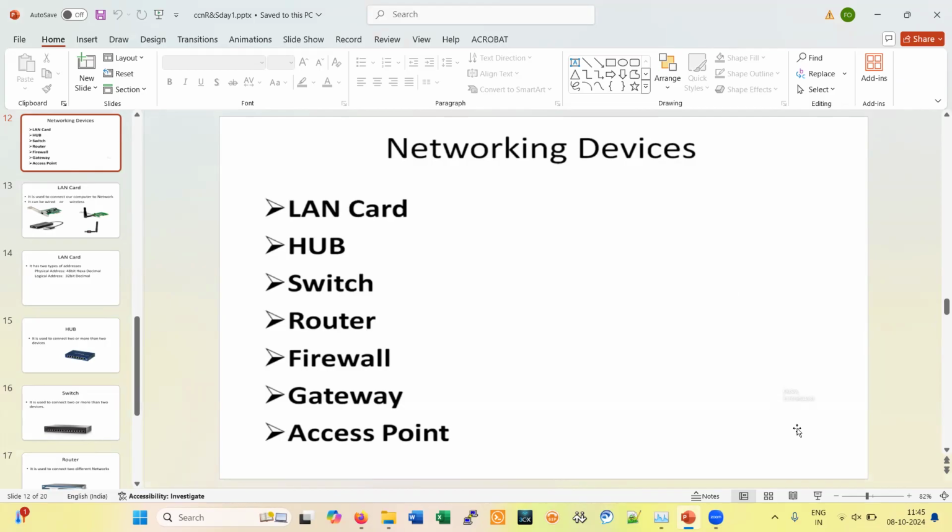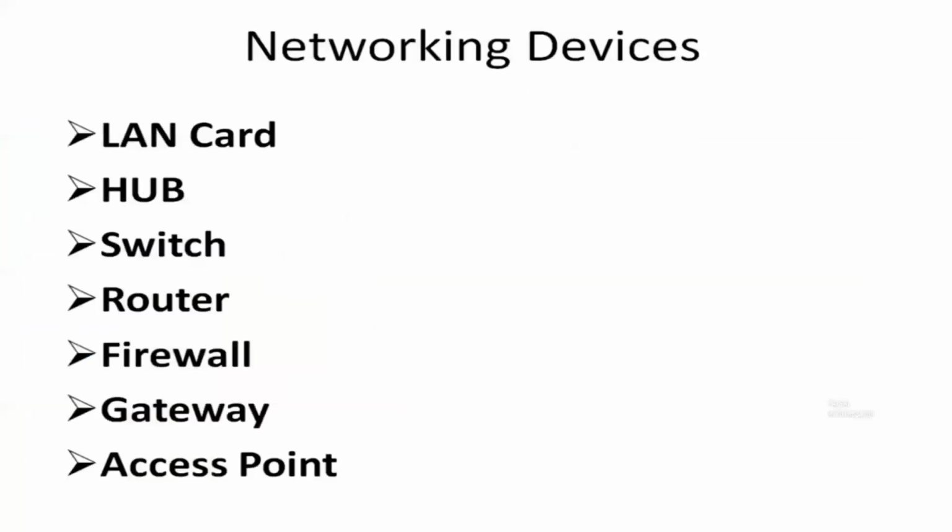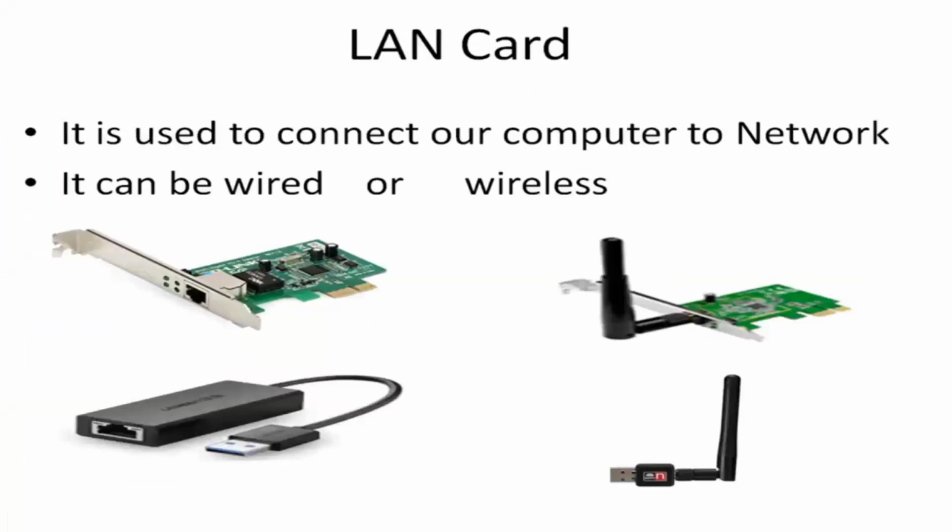First, I will take the slide. See, we have LAN card, hub, switch, router, firewall, gateway, and access point. So first we will go to LAN card. LAN card is used to connect our computer to a network. A LAN card can be wired or it can be wireless.